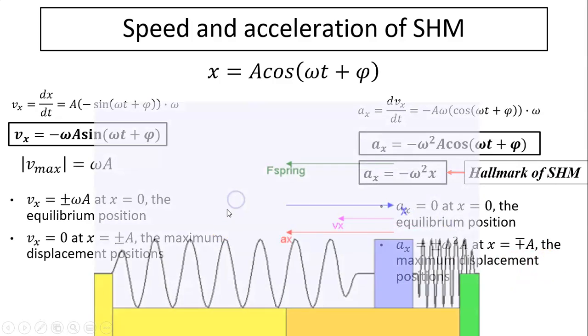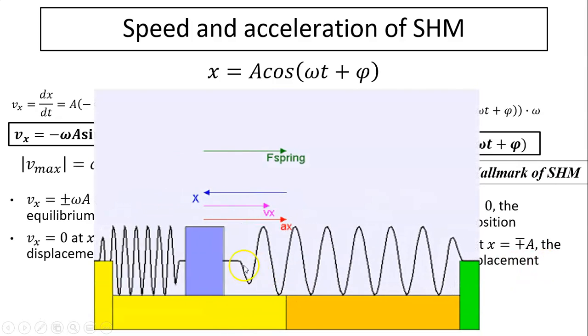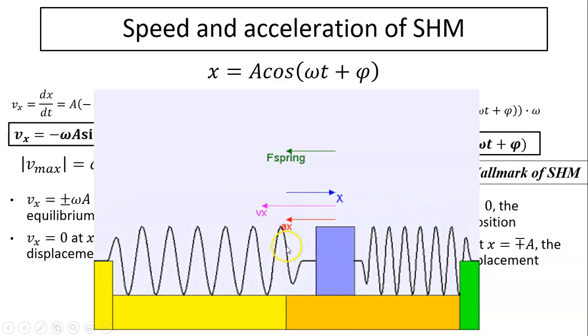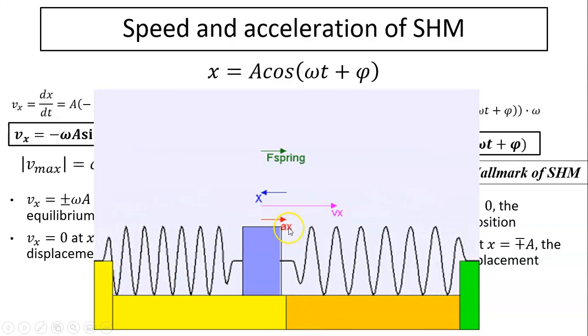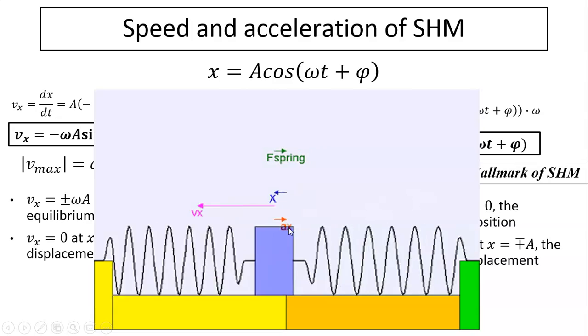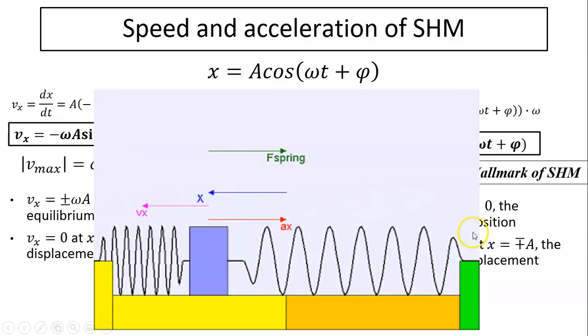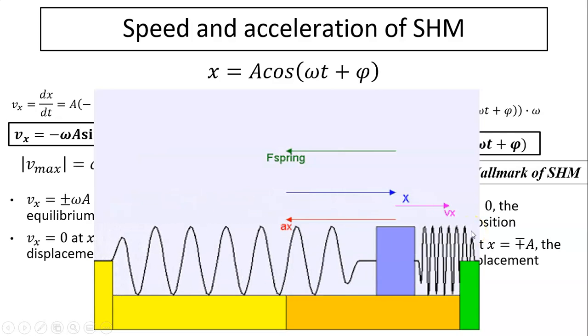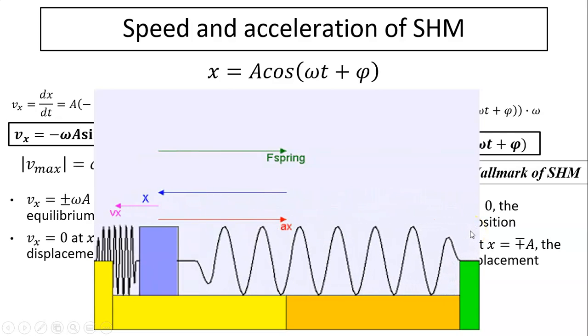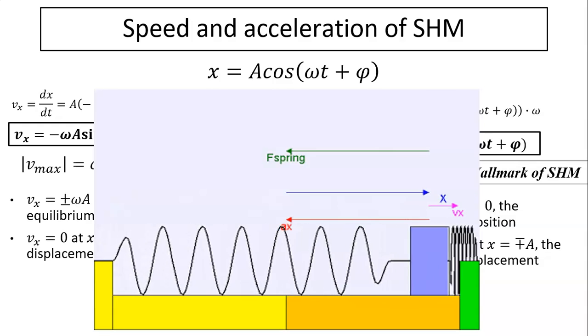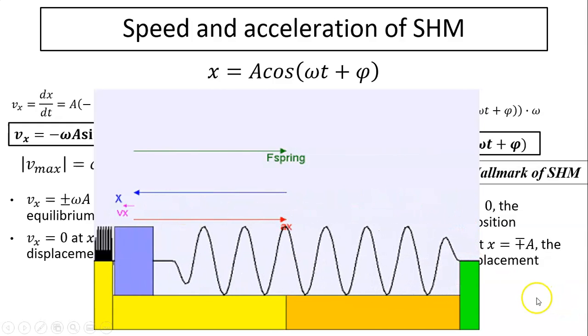Here is an animation that tells you when. See, right in the middle, ax equals 0, x equals 0, but Vx is maximum. At the ends, both x and ax are maximum, but Vx equals 0. Remember those special points.